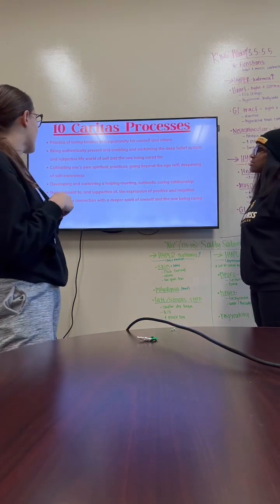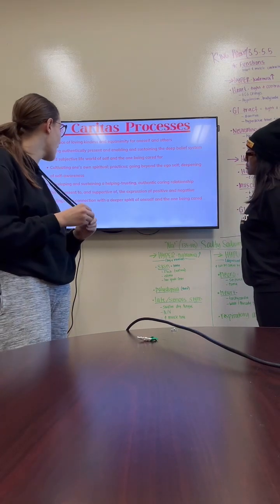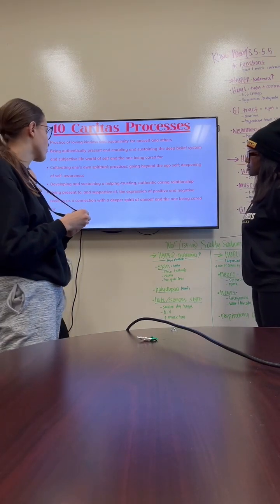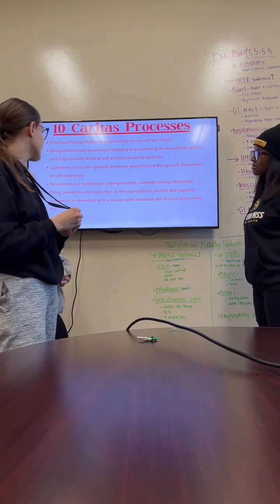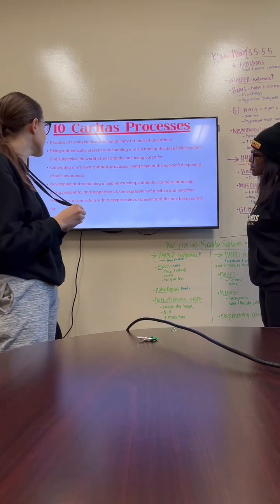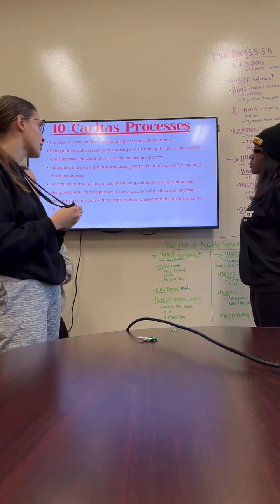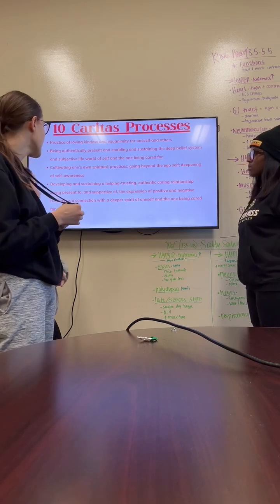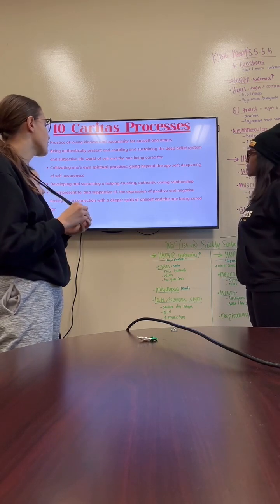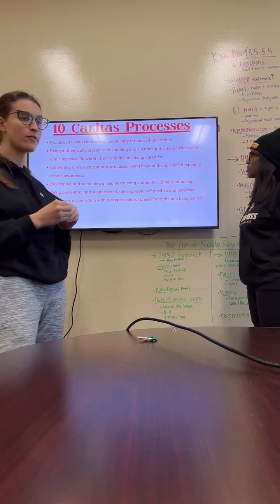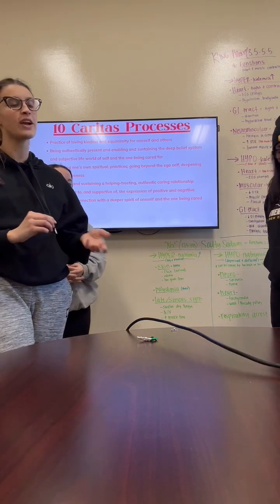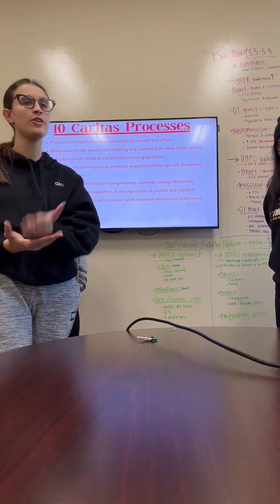And then we have developing and sustaining a helping, trusting, authentic, caring relationship. The last one, or the fifth one, is being present to and supportive of the expression of positive and negative feelings as a connection with the deeper spirit of oneself and the one being cared for. So you don't need to just recognize your positive attributes, but also your negative.